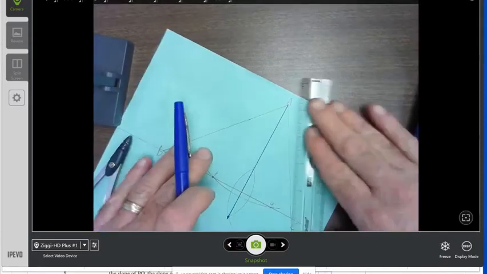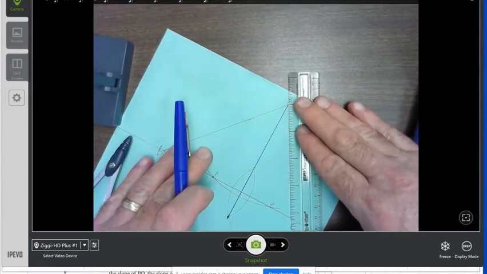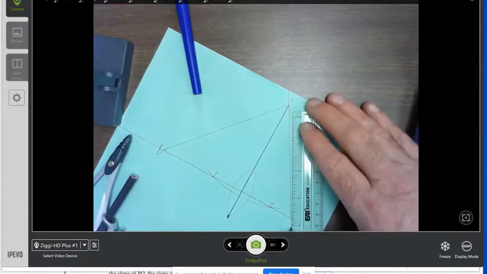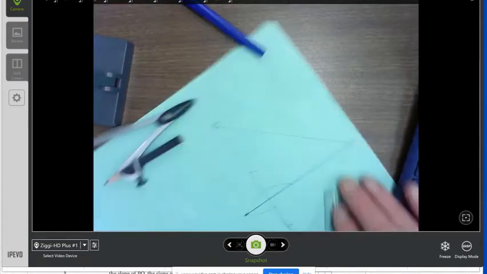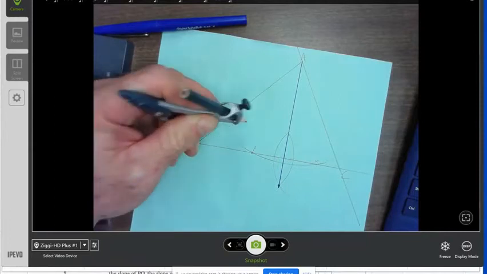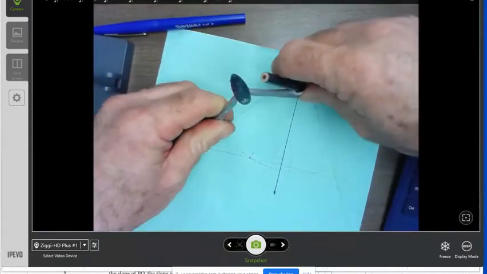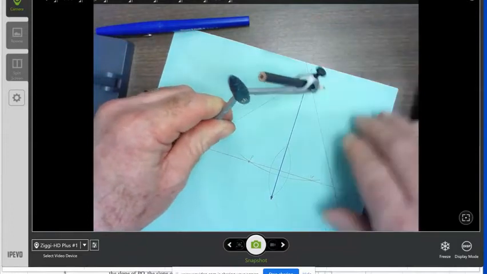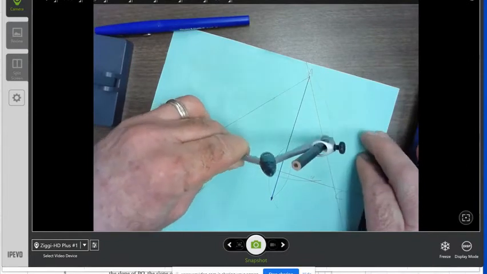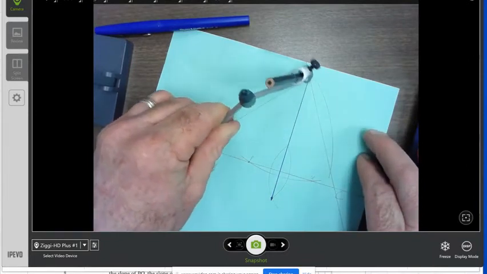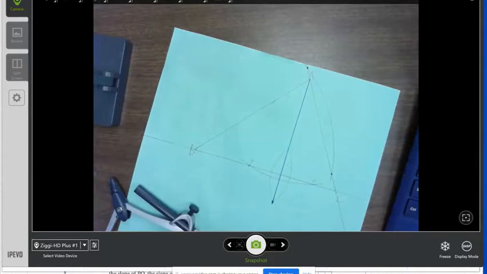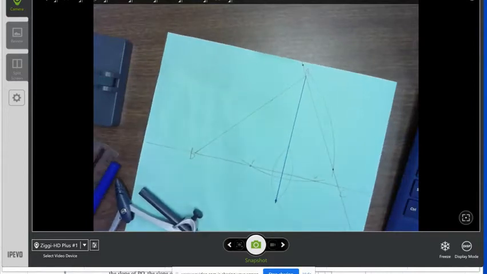I don't really have much room on my paper to go too much further, but just in case I need it, I'll extend side AC as far as I can. Okay, and now I need an arc that intersects AC twice. So I open up my compass, and I'm going to open it so it goes a little bit past AC. And there's my arc that touches AC twice, right there and right there. So I'm again going to call those P and Q.